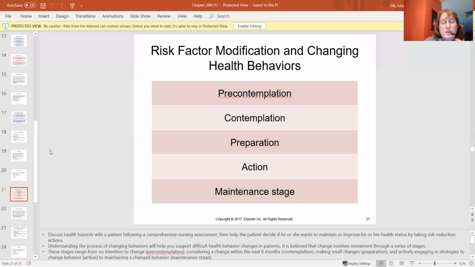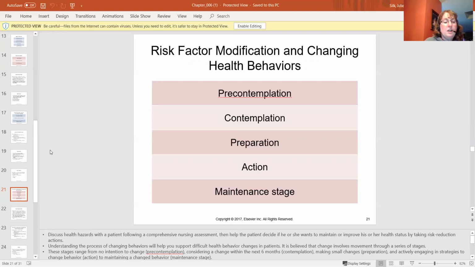Okay, so there are risk factor modification and changing health behaviors. We kind of talked about this in our gerontology class. When we talked about if someone was trying to, say, stop smoking or something, they have these different stages they go through with trying to change their health behavior. So you have that pre-contemplation stage, then it goes to contemplation and preparation, action and maintenance.